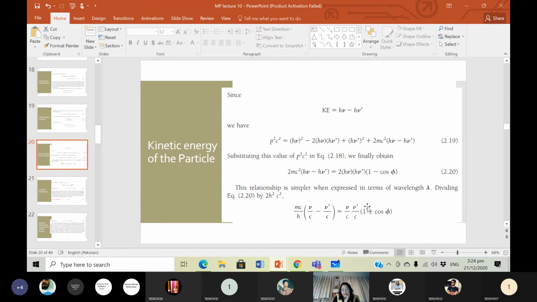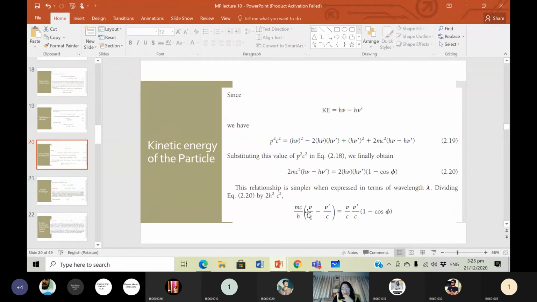1 minus cos phi times nu over c times nu dash over c. Here, the 2h square will be deleted and divided by c square. This will divide by c, and this will also divide by c. And here 2 and h will cancel, and we will get the remaining 1 over h. If we have left 1 c here, we will get c and c here, because we divide by c squared, so c square cancels, and we can leave 1 c here because we are dividing by c here and dividing by c here as well.